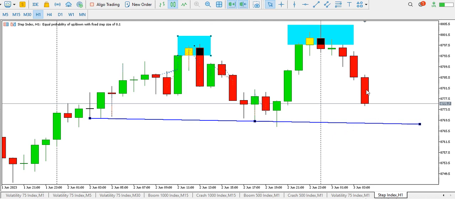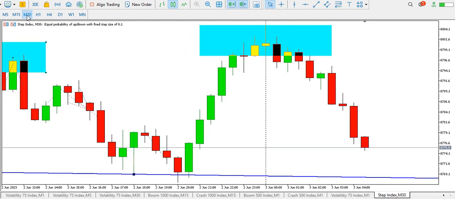Look at this candlestick. It's a long one. The bears are fully in, and it's advisable you place a sell trade. It's advisable you sell step index for now. Look at what we have here. Price is still dropping, and price is targeting the neckline.